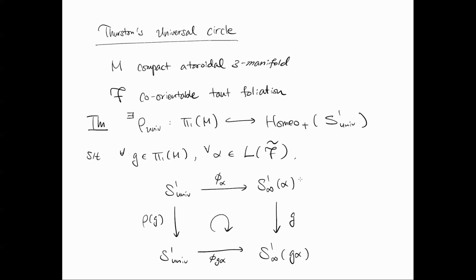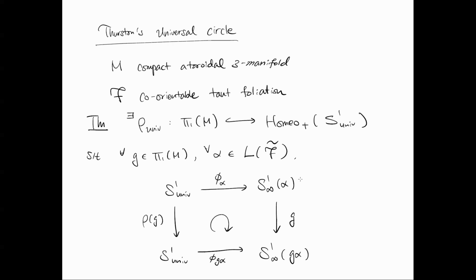First of all, recall that Palmeira plus Candel says that this leaf is considered as a hyperbolic plane. So this S1 infinity alpha is the ideal boundary of that leaf alpha, when you consider it as a hyperbolic plane. And now this is a monotone map, the map I described, circle to circle. So you have this for every leaf in F tilde. And now rho of G acts on S univ. So there is this action, G via this action rho. And here G is just a deck transformation action.